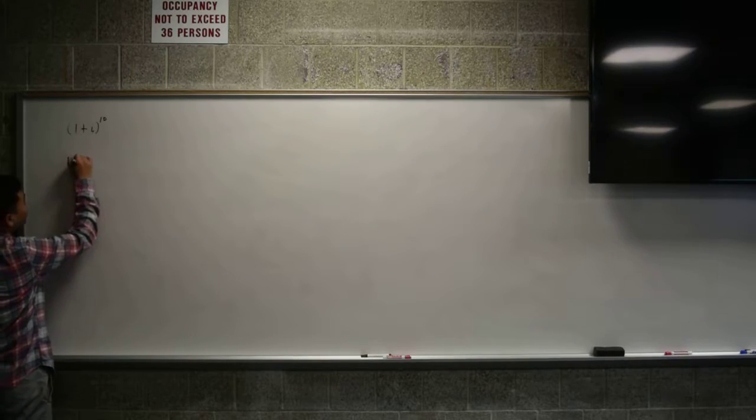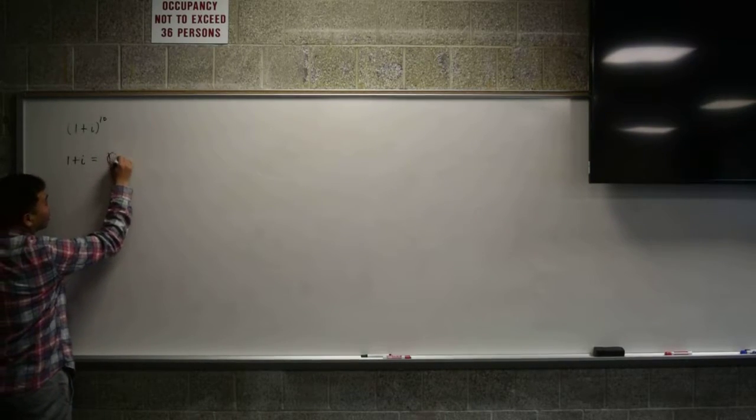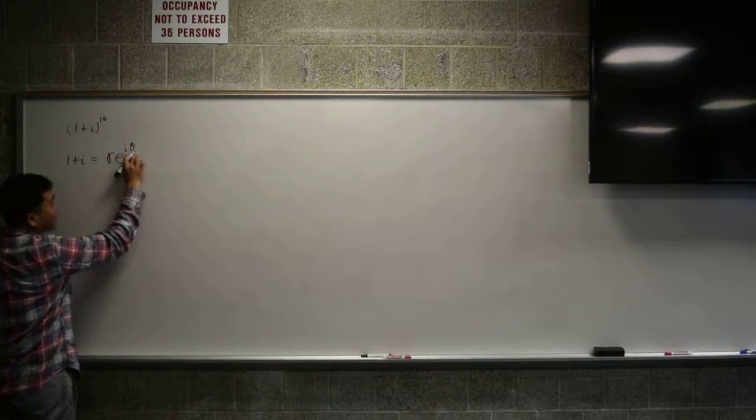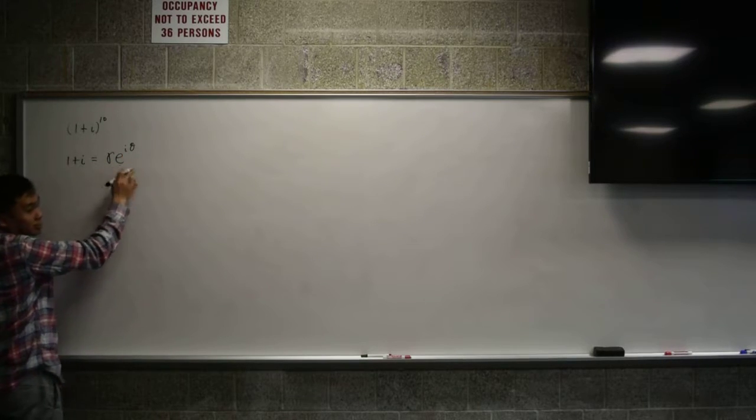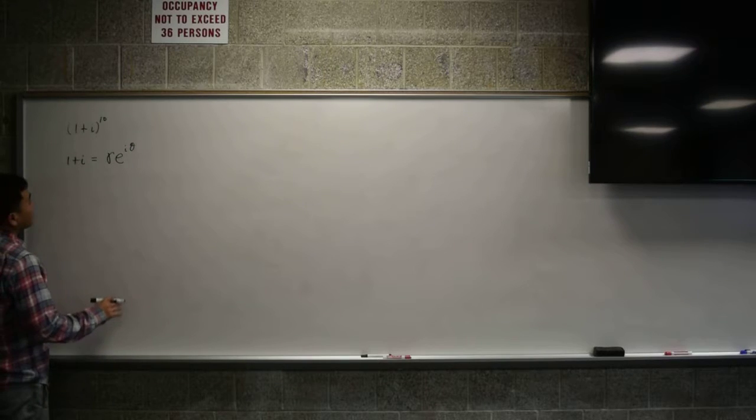So first, 1 plus i. How do I change this into Euler form? Euler form is r e^(iθ), where θ should always be in radians if you write it in Euler form. Okay, so it goes like this.